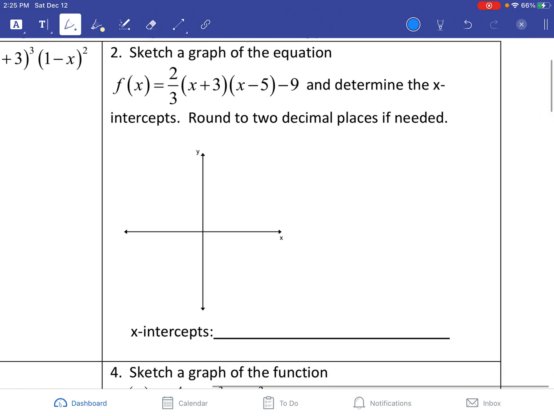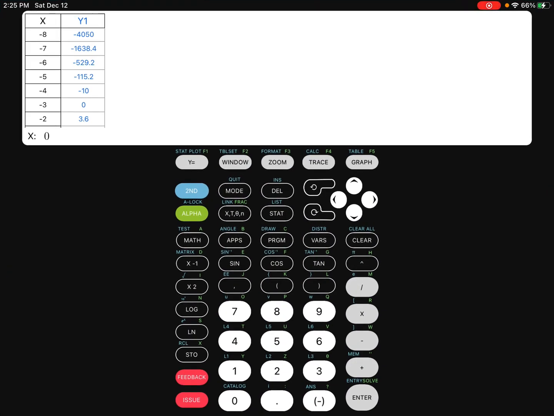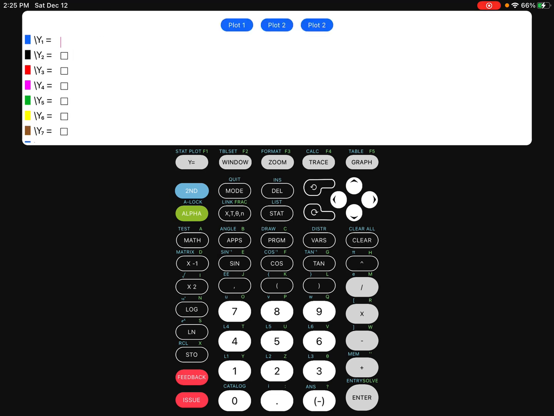All right. Number 2. We have this equation. We want to find the x-intercepts this time. Okay, and we're going to round to 2 decimal places if we need to. All right, so let's go back to our Calculate84 app. We're going to go back to the y equals button. We're going to clear out of that equation. We're going to write in the new one.